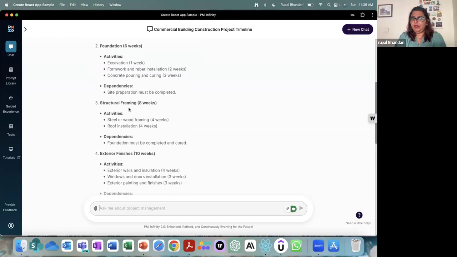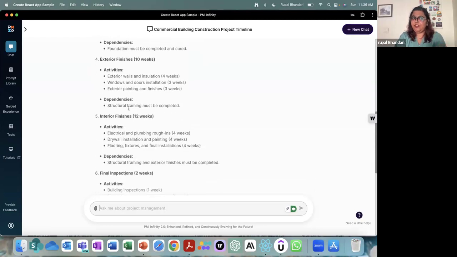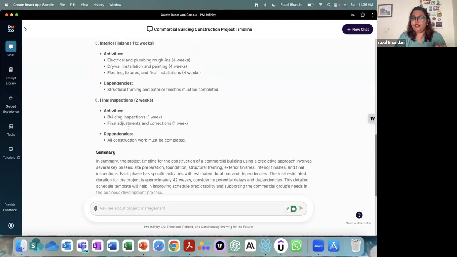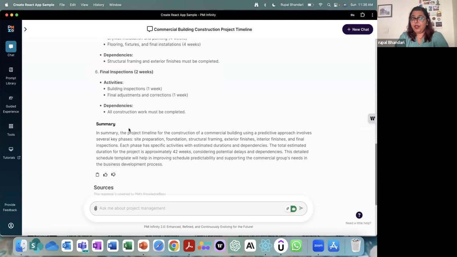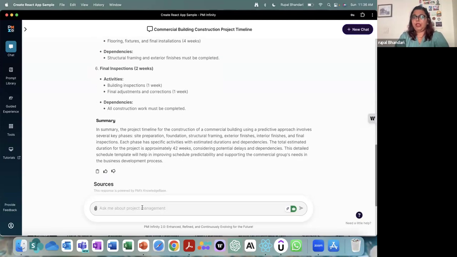Okay. Foundation is next, 6 weeks. Structural framing is next, 8 weeks. Exterior finishes are 10 weeks. Interior finishes are 12 weeks. Final inspection, 2 weeks. I want you to detail potential dependencies more.